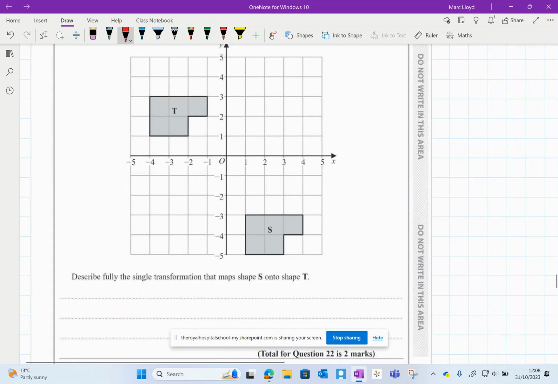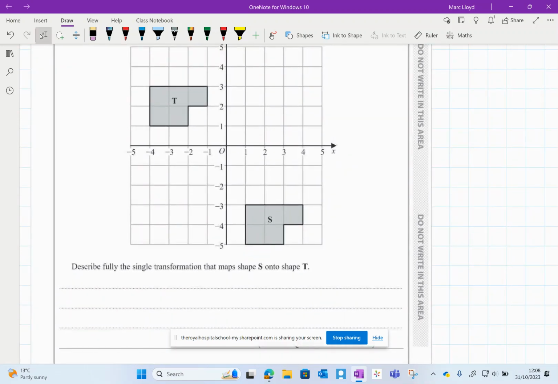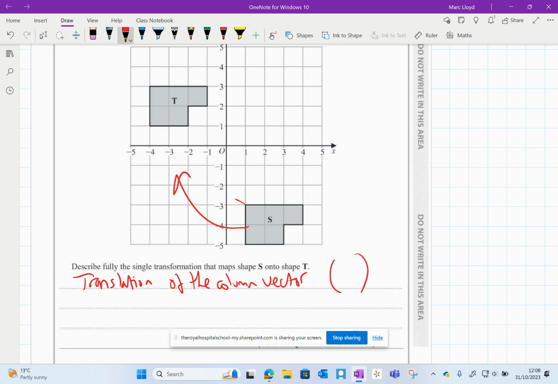Question 22, hello. Right, describe fully the single transformation that maps S onto T. So it's been a translation because it's been shifted, it's been moved. So a translation of the column vector, and then we need to write it in. The top bit is the x movement. 1, 2, 3, 4, 5. So it's gone backwards 5, so it's a negative 5. And then I want to end up on the same point of the shape that I started on. So 1, 2, 3, 4. Don't stop there. 5, 6. Negative 5, 6.